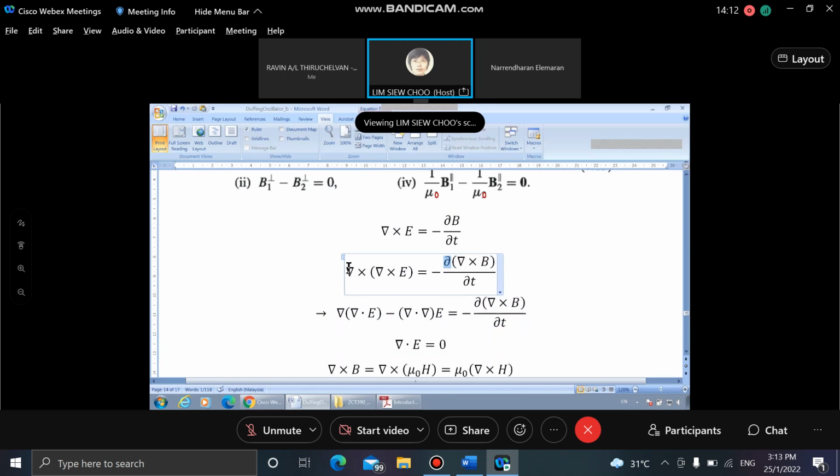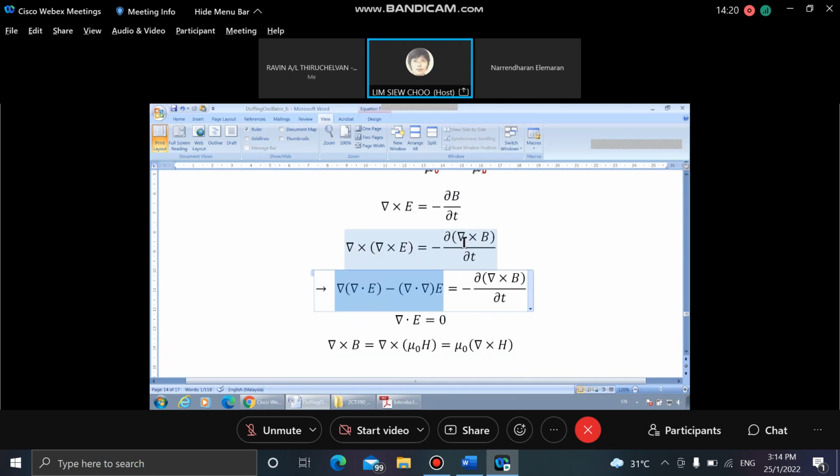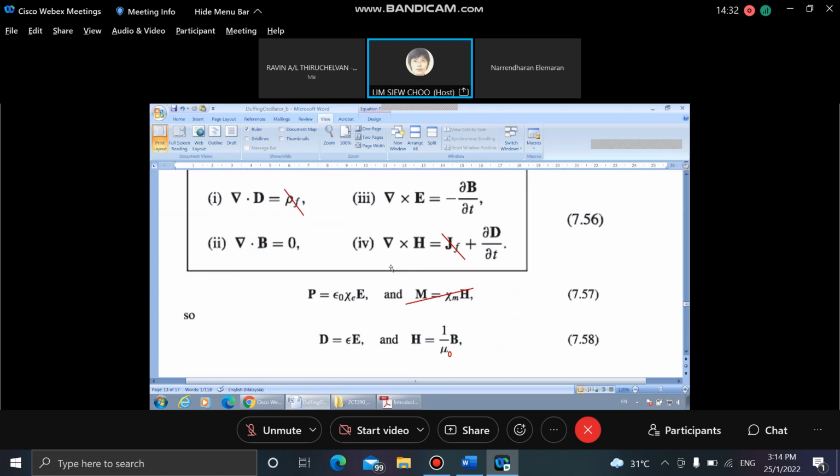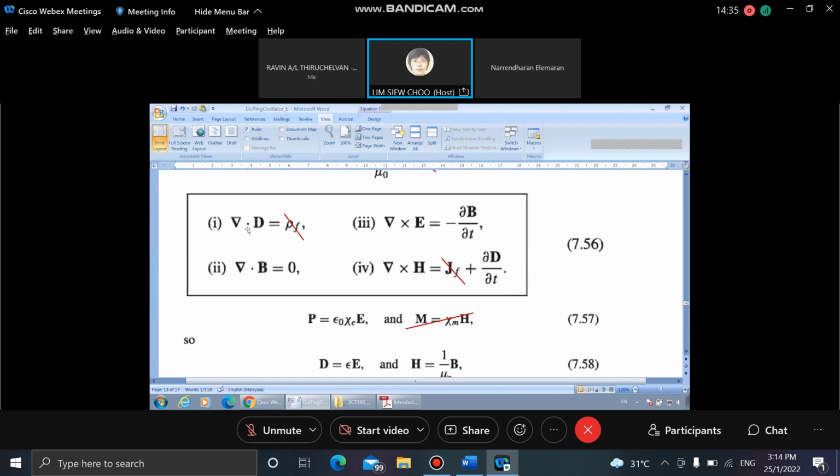By using the vector identity for curl of curl, you have these two terms. I think you have done this in your vectors course. Then we are going to simplify it. Here we have two terms. The divergence of E, we can refer to the other Maxwell equation. From the constitutive relation, rho_f is 0, and D equals epsilon E. You substitute D equals epsilon E. Epsilon is just a constant, so the divergence of E equals 0.